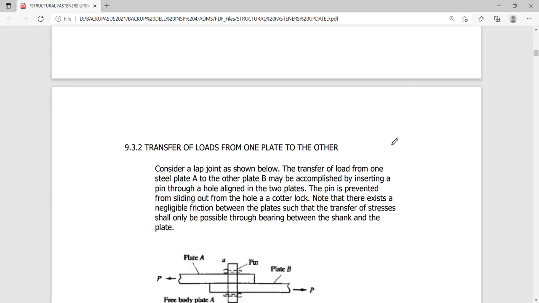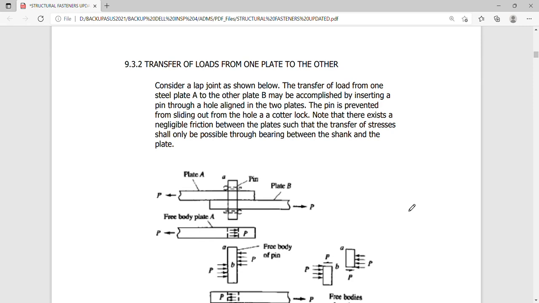So let's go now to the transfer of loads from one plate to the other. How does a pin or a bolt or a rivet transfer loads from one plate to the other? The basic mechanism is such that when you have two plates locked together, you simply make use of a hole on the two plates upon which a pin is inserted, and it is not allowed to fall or be pushed out of the hole by using a lock, a cotter lock. Cotter locks are self-locking washers that you place to prevent the pin from going through the hole.